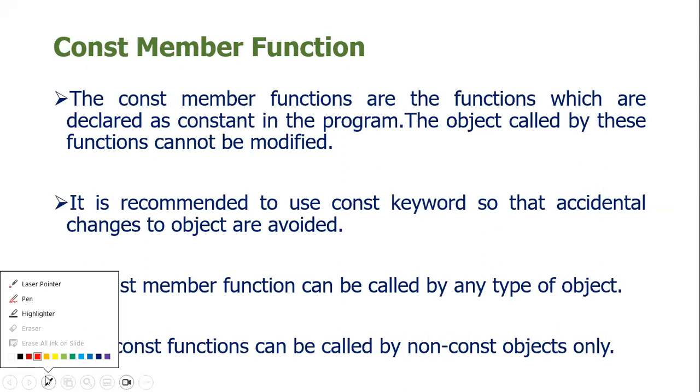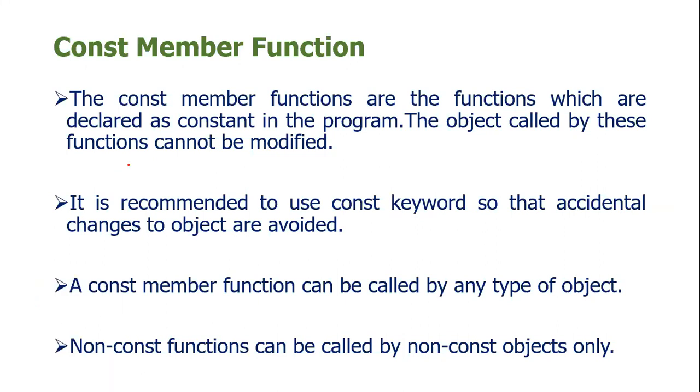Let us see the intro. What are constant member functions? Constant member functions are functions which are declared as constant in the program, and the object called by these functions cannot be modified, because the name itself says constant. Constant means it doesn't change. So these types of functions cannot modify the object.